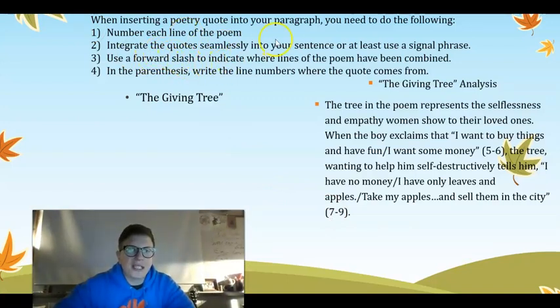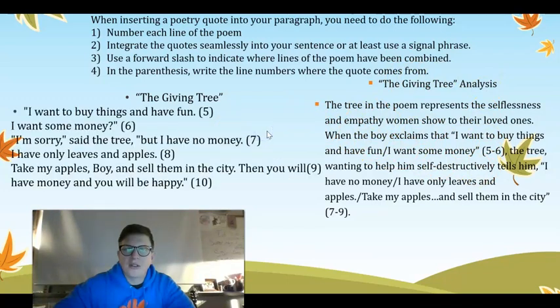And then you want to integrate the quotes seamlessly into your sentence, or at least use a signal phrase. Use a forward slash to indicate where lines of the poem have been combined. In the parentheses, write the line number where the quote comes from. Okay, so look right here. Here's an example from the poem The Giving Tree. I want to buy things and have fun, line 5. I want some money, line 6. I'm sorry, said the tree, but I have no money, line 7. I have only leaves and apples, line 8. Get my apples, boy, and sell them in the city. Then you will, line 9. Have money and you'll be happy, line 10.